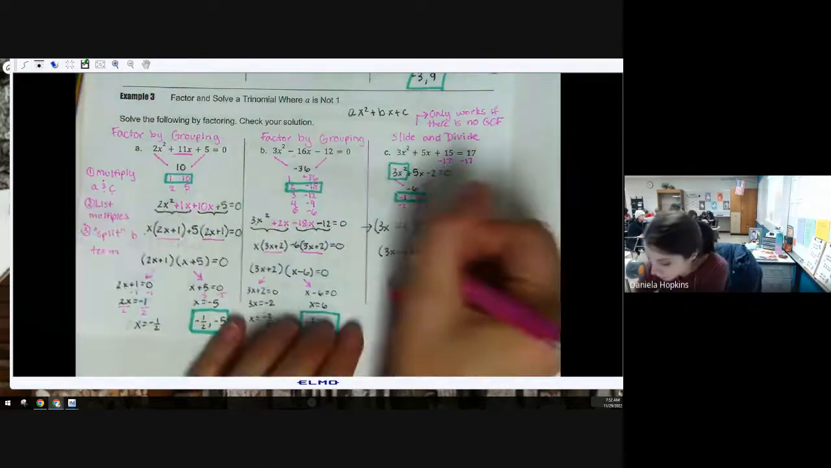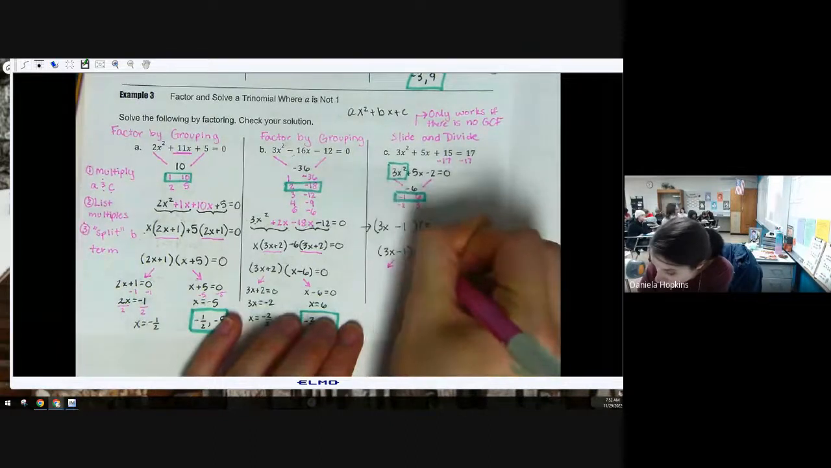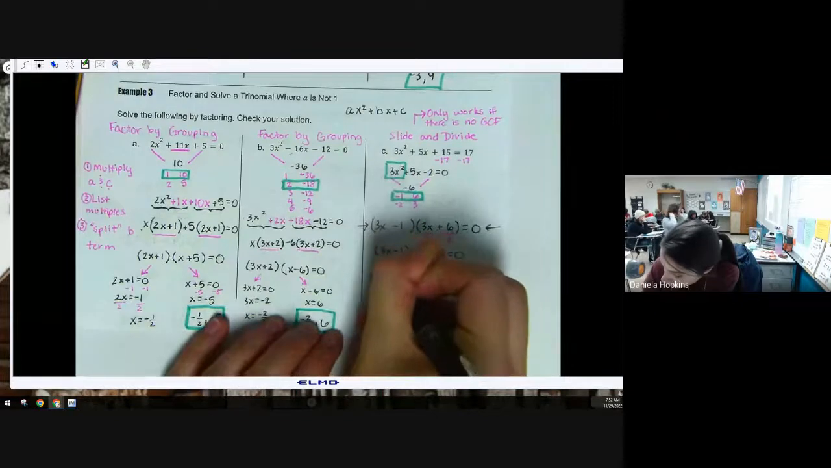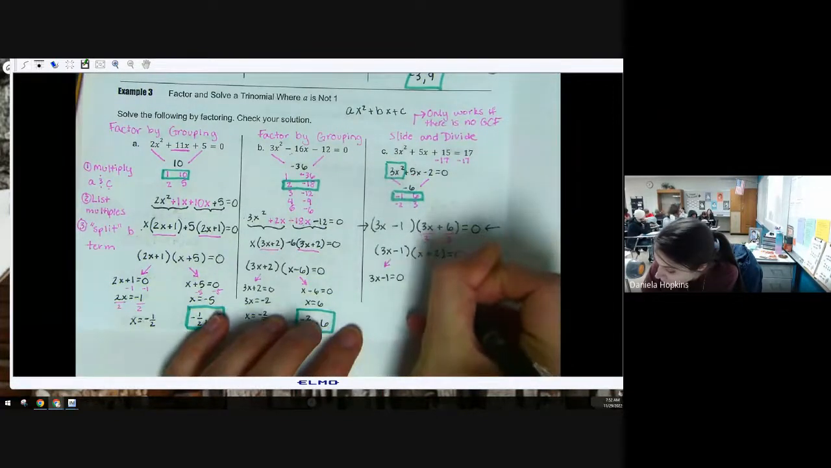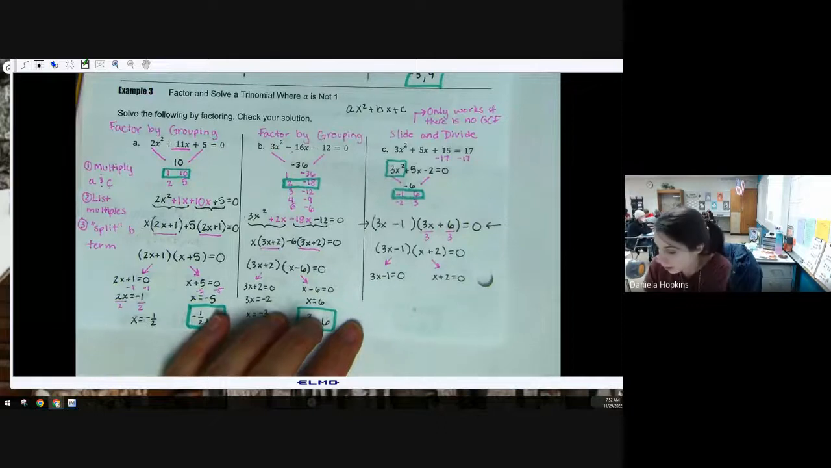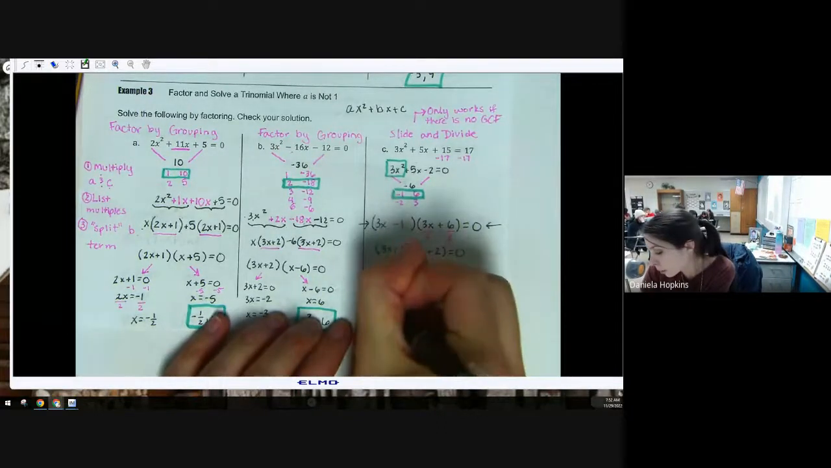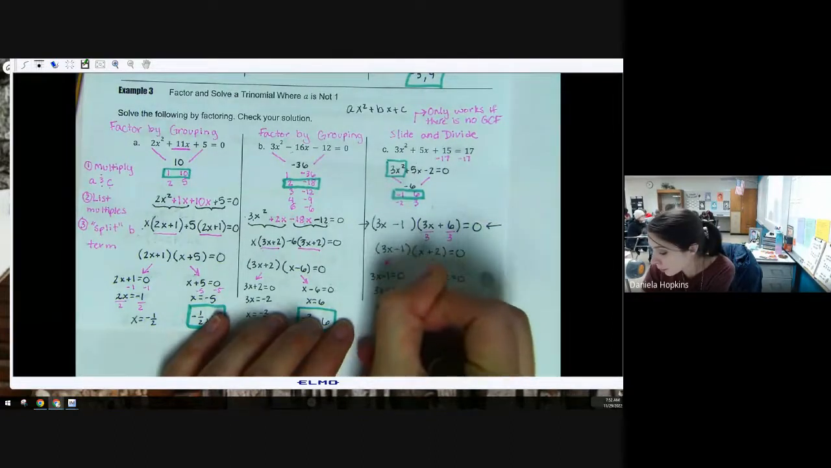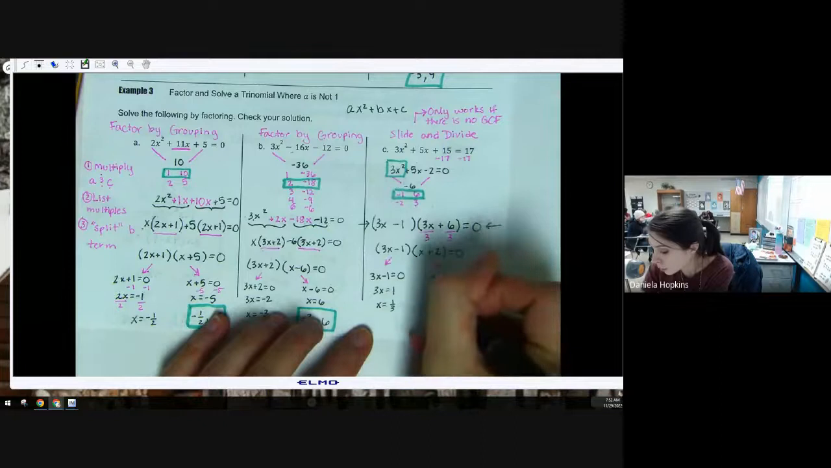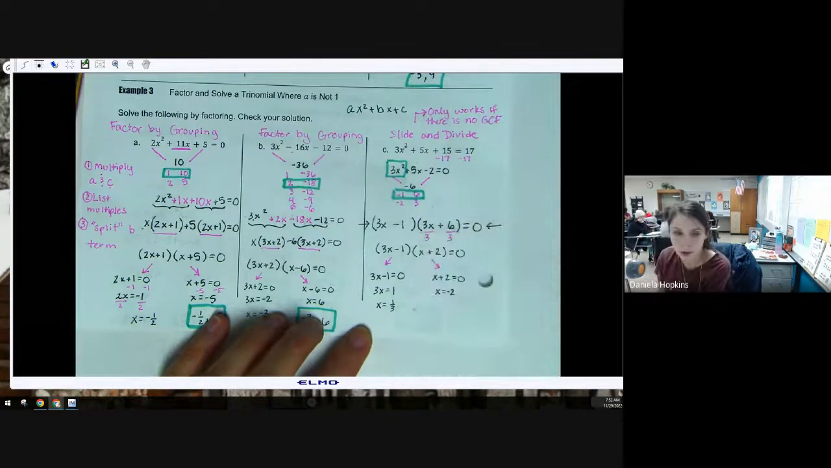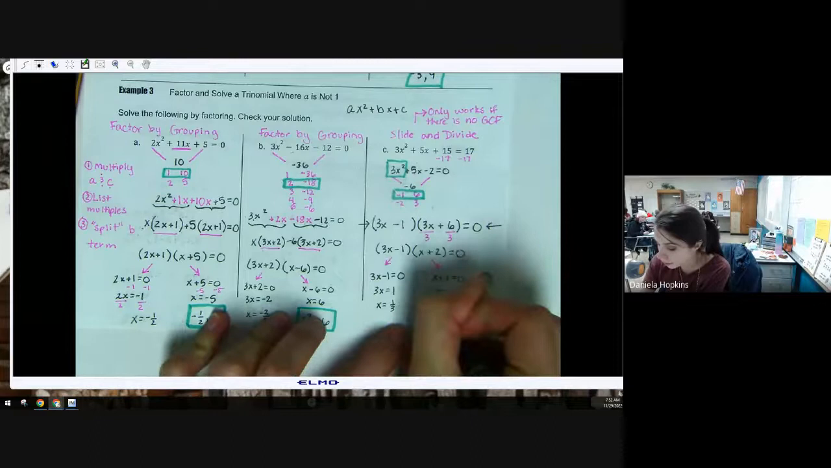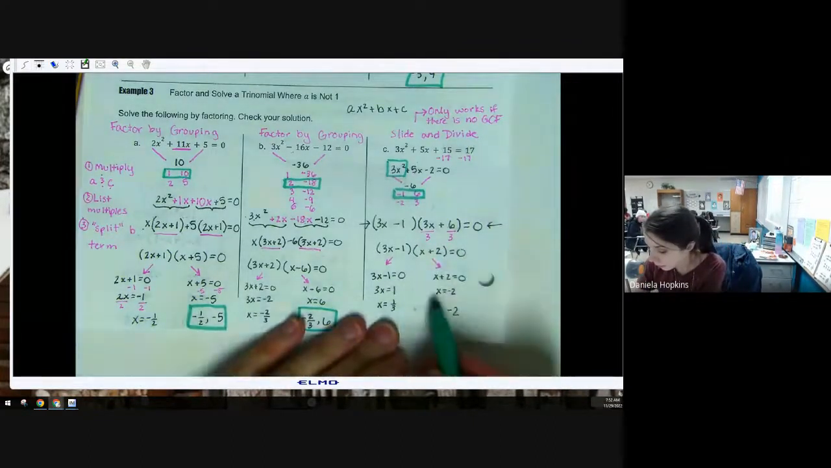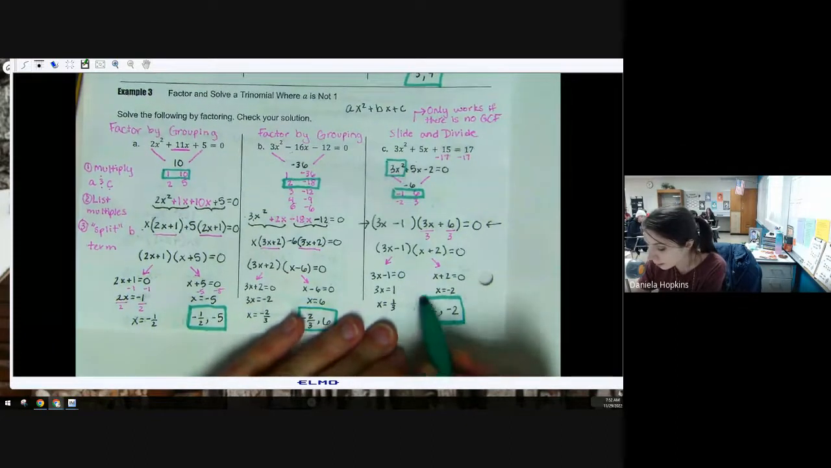But once you've done your slide and divide, you can then split this off. You can make this 3x minus 1 equals 0, x plus 2 equals 0. Here I would add 1, so I'd have 3x equals 1. Divide both sides by 3, and I'd have x equals 1/3. And over here I'd subtract 2, and I'd have x equals negative 2. So it'd be 1/3, comma, negative 2. This is slide and divide.